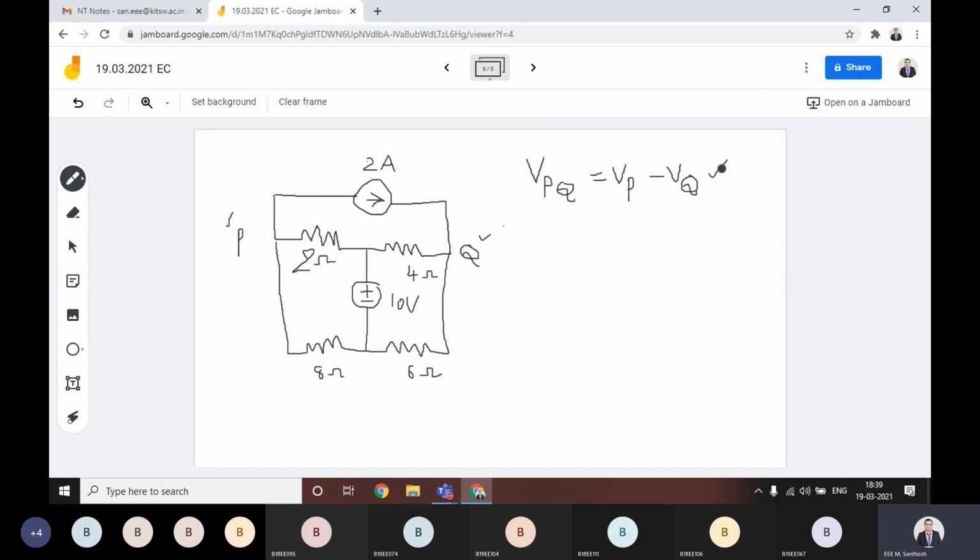What is the value? 12 volts. It is not 12 volts. Check your calculation. We are not getting 12 there. What is the value of VP you are getting? I will check one second, sir.